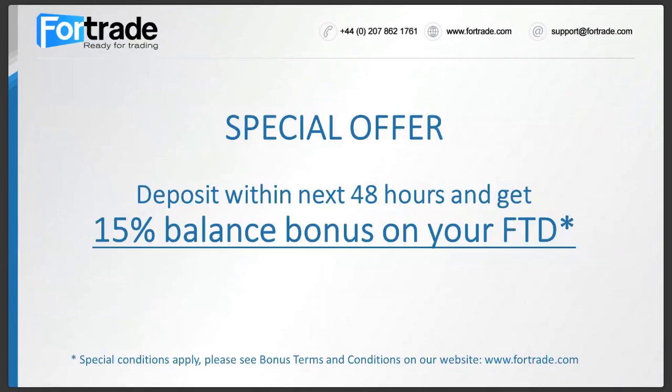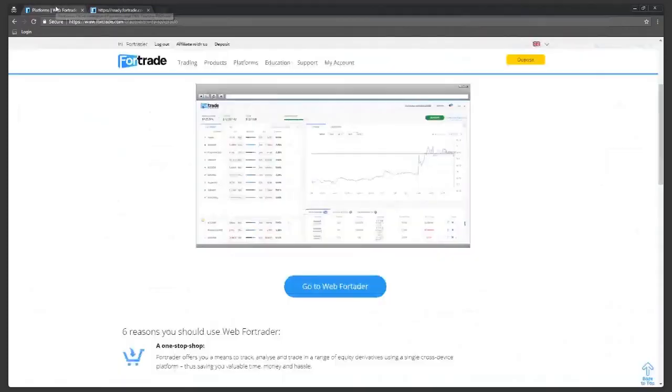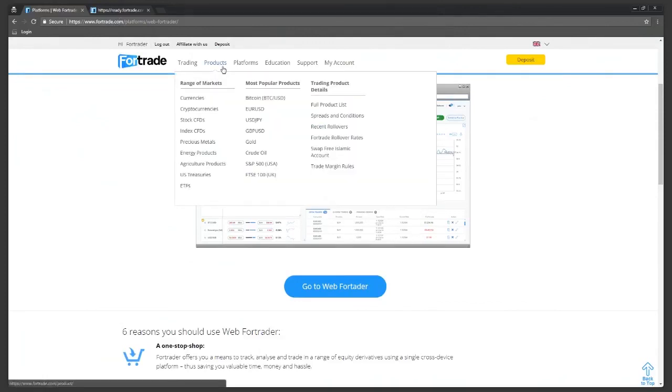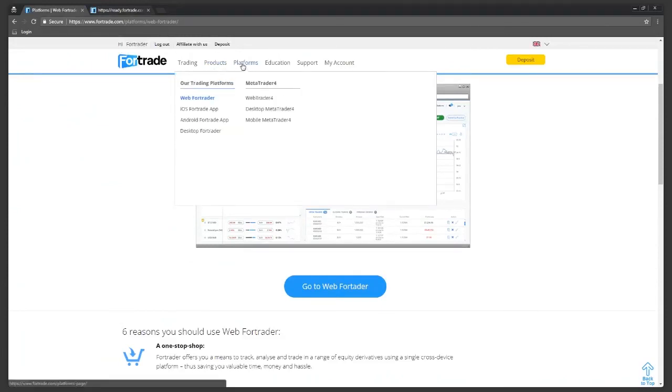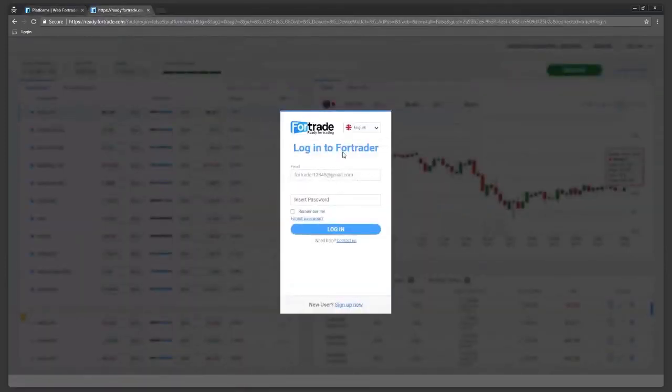Okay, so now I'm going to show you how to open a position on our platform. Here's one I prepared earlier, as they say. So if you go to the 4Trade website, which is 4trade.com, you put your mouse over platforms, which is here, and then you click on Web 4Trader. It will take you to this screen. Once you click on Go to Web 4Trader, you will have this login page.